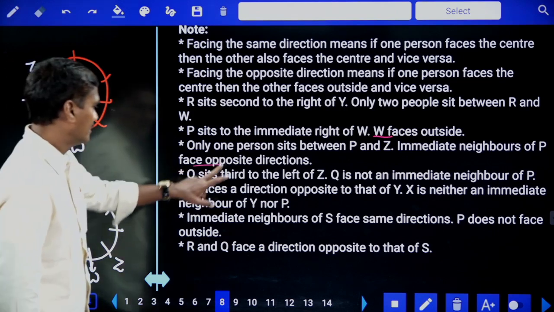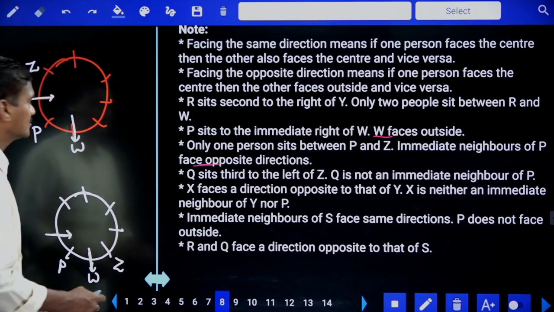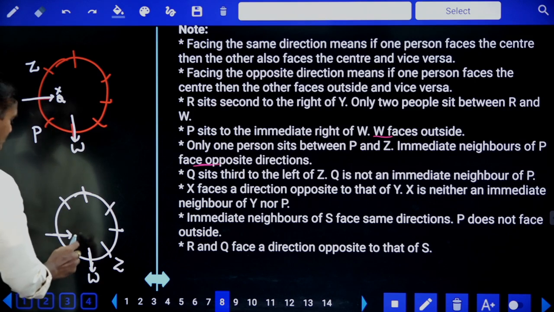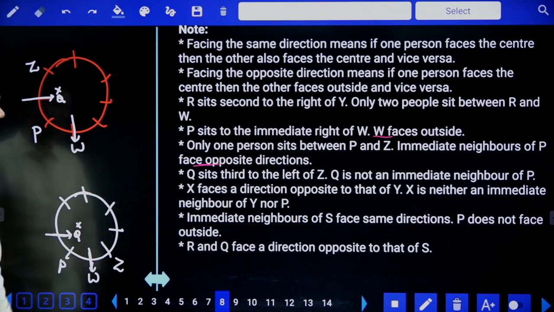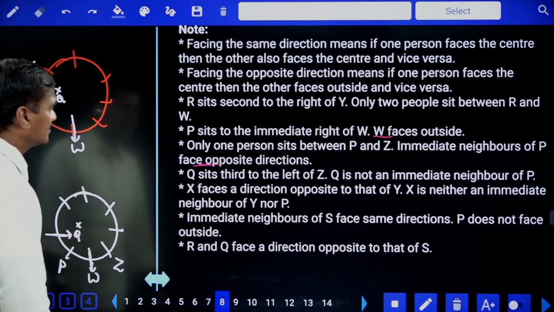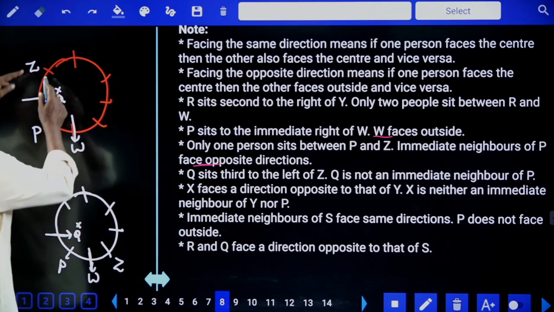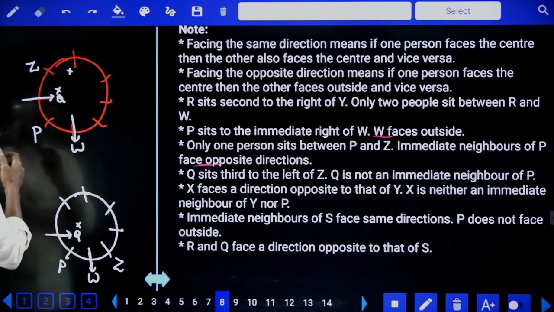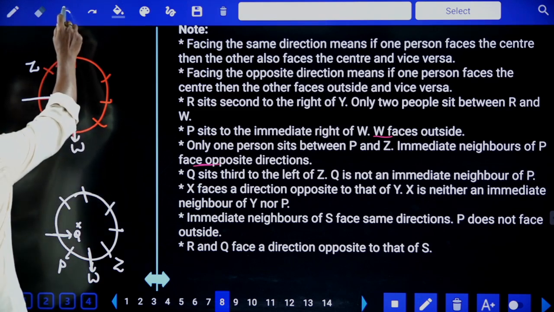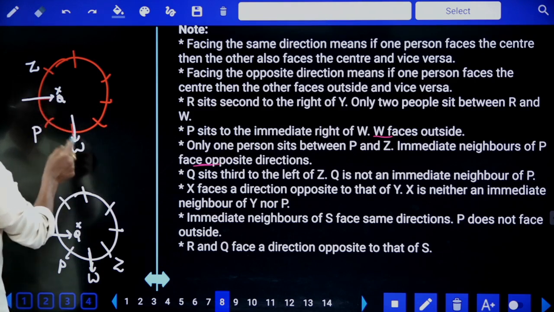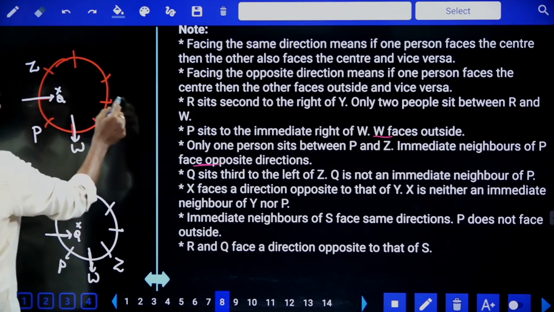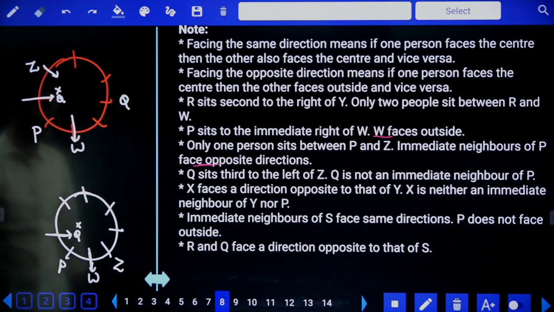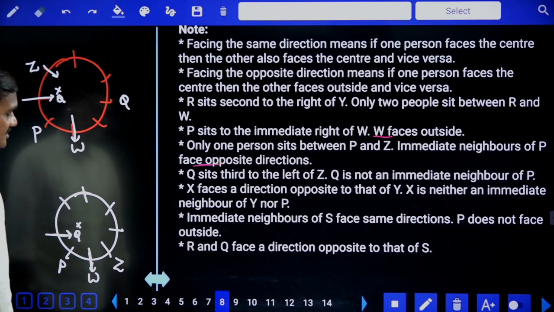And next one, Q sits to the left of Z. Q is not an immediate neighbor of P. Now Q cannot be at this place, and Q cannot be at this place. Q sits to the left of Z. If Z is here, Q sits to the left of Z. Q cannot be here, since Q is not an immediate neighbor of P. Z cannot be here, so 1, 2, 3. Q is here. Q sits to the left of Z. Z is facing towards the center. Clear now? Z is facing towards the center.